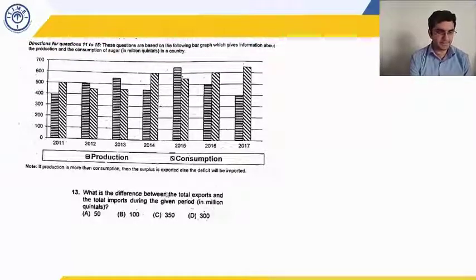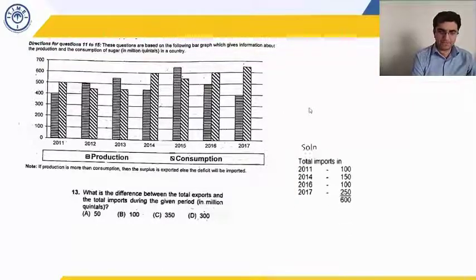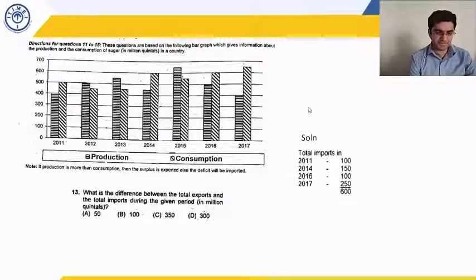Okay, let's solve. When production is more than consumption, then the surplus is exported. That means if the left bar is more than the right bar, then there's an export. So let's begin. Left bar more than right bar, 50 units. Left more than right, 100 units. Left more than right, 100 units. And that's all. So you get the exports as, oh, I've given the imports first.